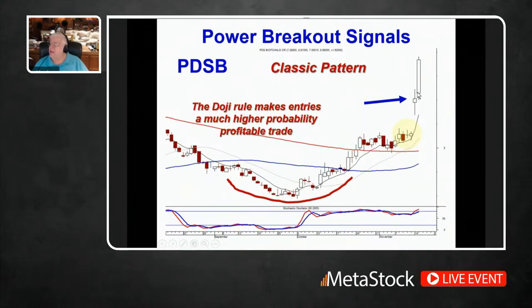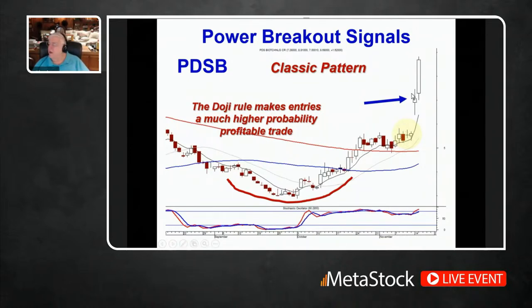This was actually yesterday. It did kind of a doji day today. But this is your classic pattern. A fry pan bottom. And then kind of a J-hook pattern. And then notice our doji rule. A doji gap up through the resistance level. And did another doji. So what's our trading strategy?